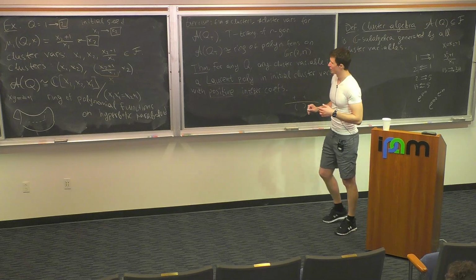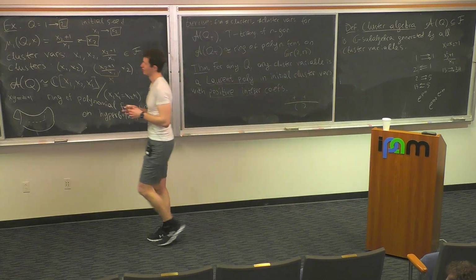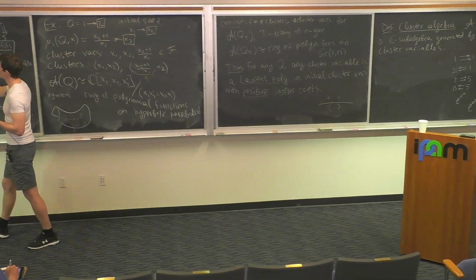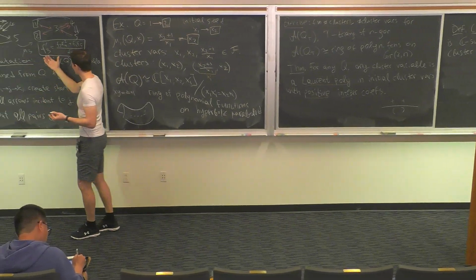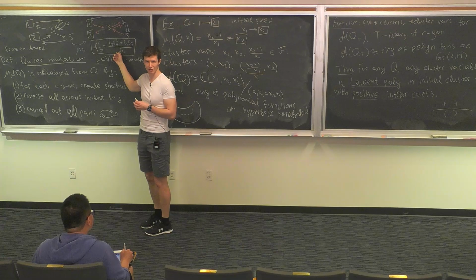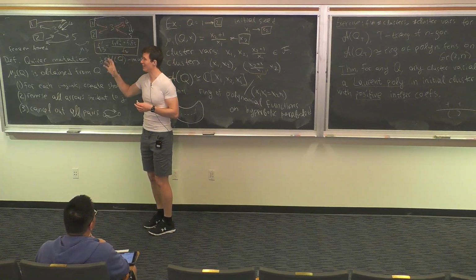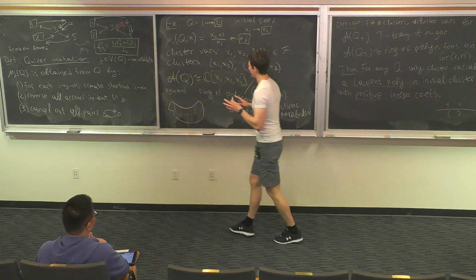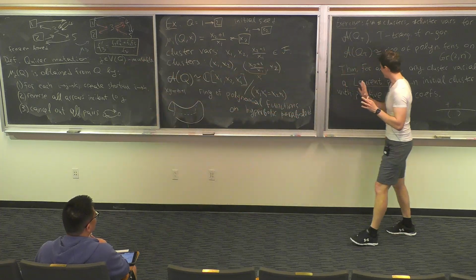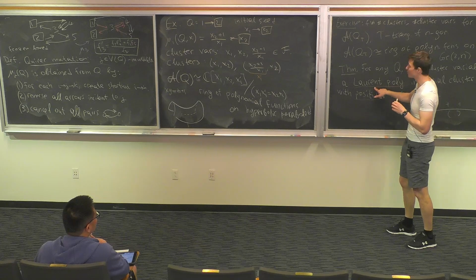Okay, but when I mutate, like if I start with the initial cluster and mutate once, I have a monomial in the denominator. Maybe I was going with a different definition of Laurent. Yeah, right. I'm not blaming you, but it's usually what people say.